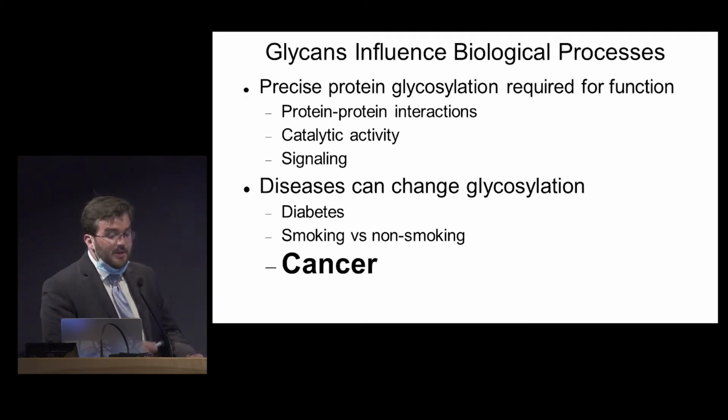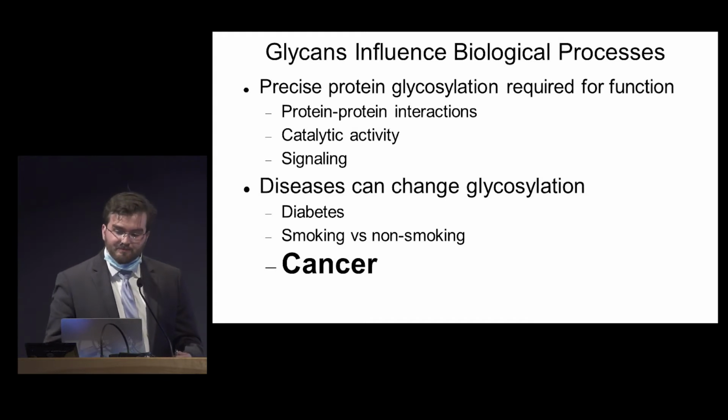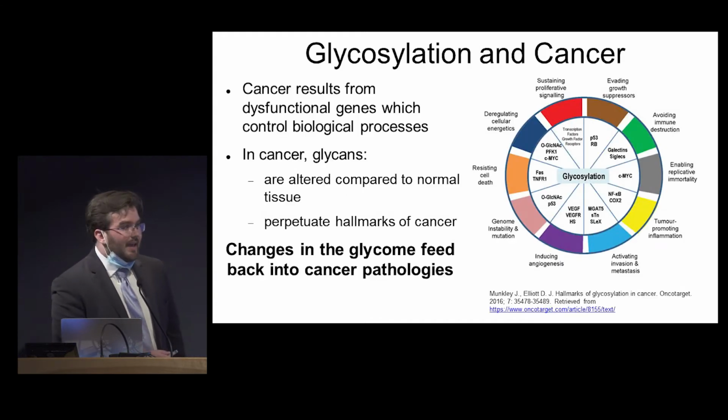This could result in diabetes. Glycans are also known to change in smoking versus non-smoking people. And primarily for the rest of my talk, I'm going to focus on cancer and how glycans change in that disease context. So cancer is the result of a dysregulation in the body where some proteins that are involved in regulating many biological processes, they affect everything and everything becomes dysregulated. And glycosylation is no exception to this.